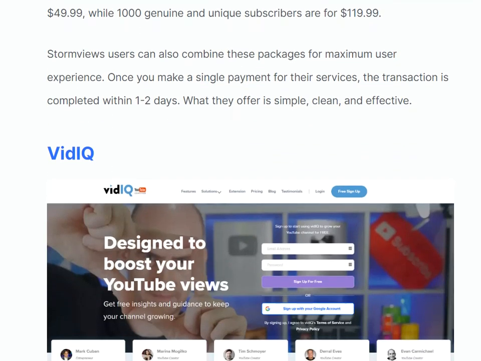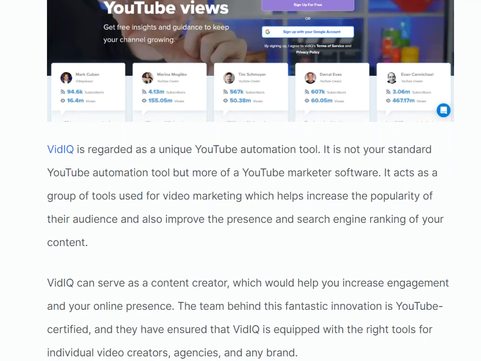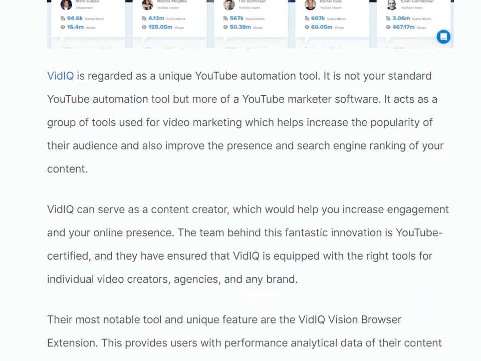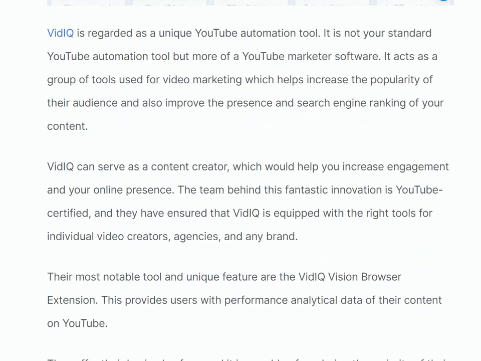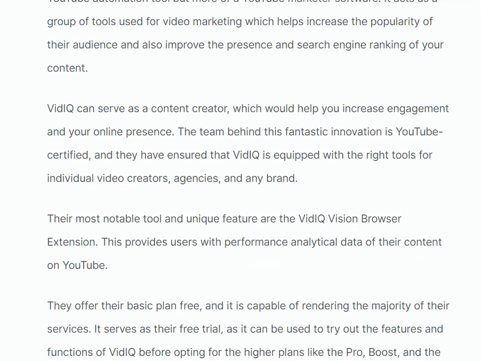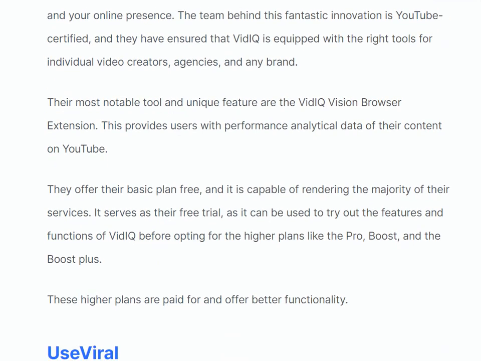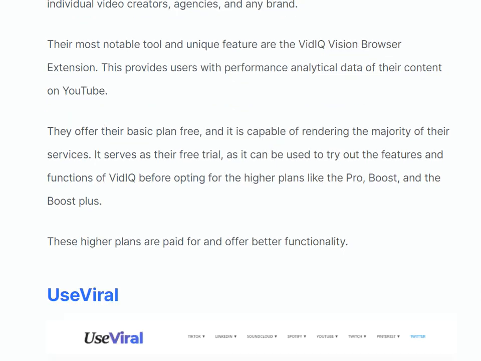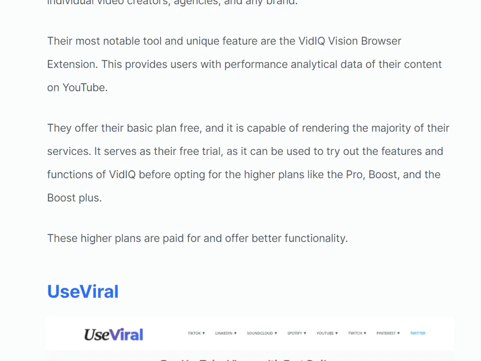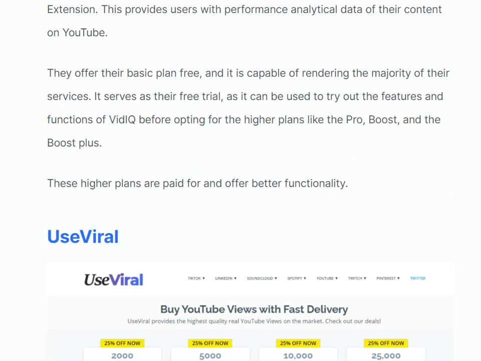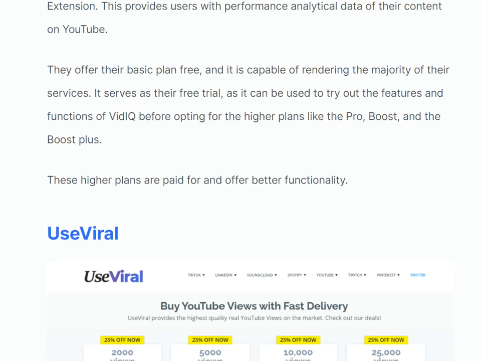The third tool is Vidlic. Vidlic is regarded as a unique YouTube automation tool. It is not your standard YouTube automation tool but more of a YouTube marketer software. Vidlic can serve as a content creator, which would help you increase engagement and your online presence. They offer their basic plan free and it is capable of rendering the majority of their services. The higher plans are paid for and have better functionality.